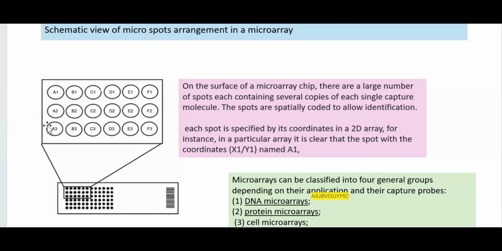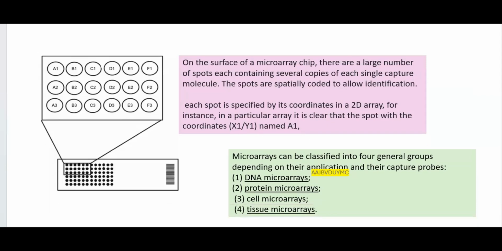Now, for instance, in a particular array, it is clear that the spot with the coordinates x1, y1. So if I take this first one, this is y and this is x, as in the graph we say horizontal axis and vertical axis. So x1, y1 accordingly. So both are 1, so it is A1, right? So like that you can have the code for all of these, and then when analysis is done, you can correlate with the sample that was used. So this is how you can schematically show while writing the answer.